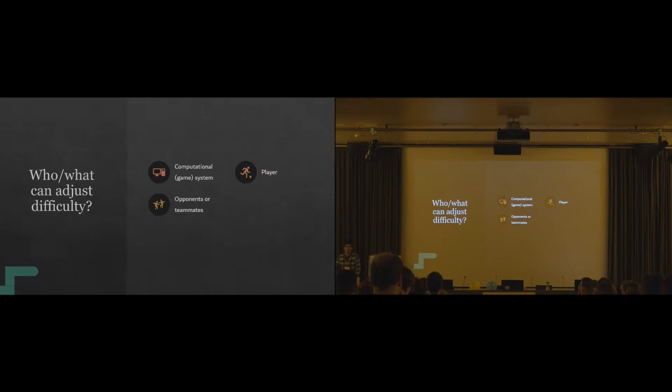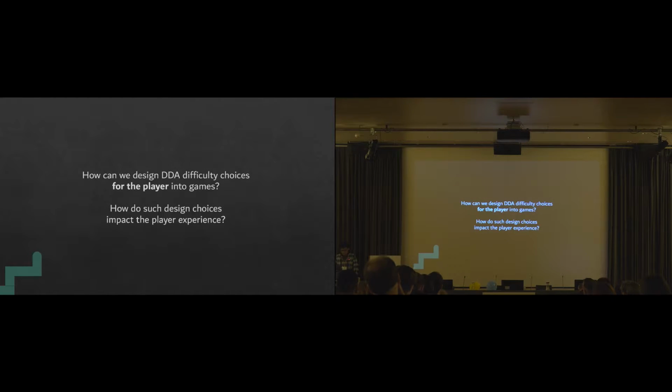I basically asked the question: how else can we adjust difficulty? Put simply, aside from the computational game system, there are two other possibilities. One is the player themselves, and in multiplayer games, it can be opponents or teammates. So the focus of this study is on two questions. How do we design dynamic difficulty adjustment choices for the players, where the players themselves make these choices? And how do designs that allow the player to do that impact the player experience?